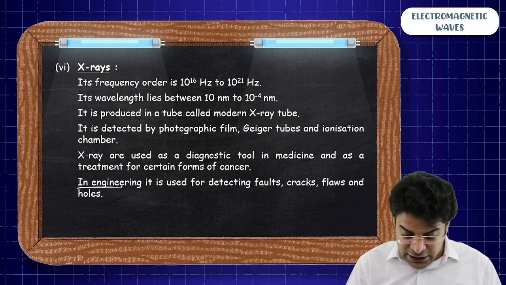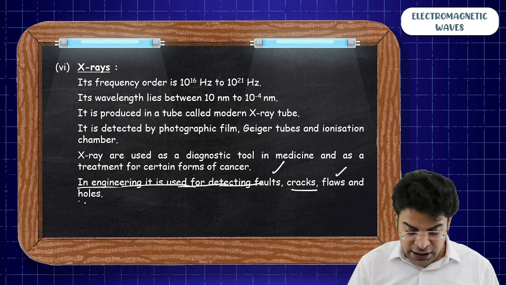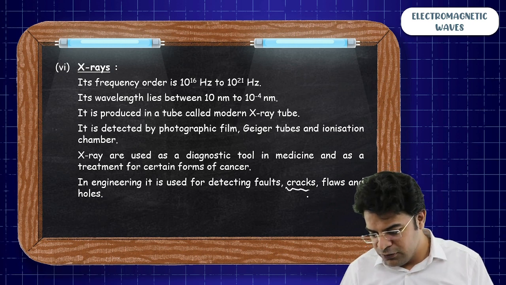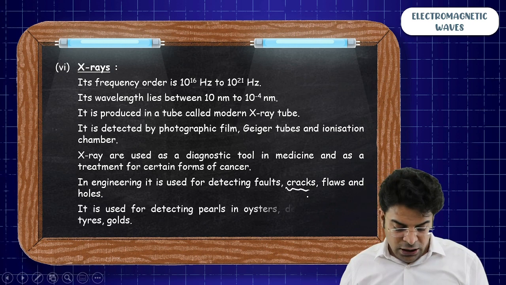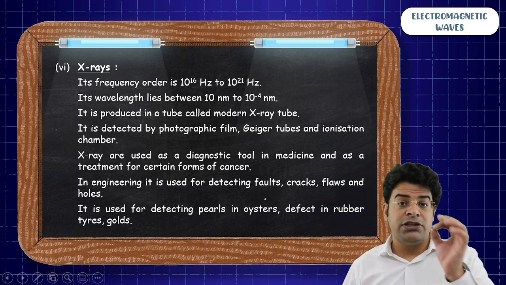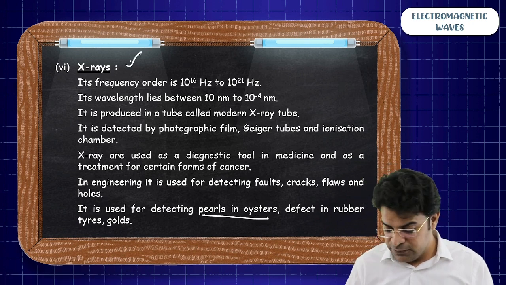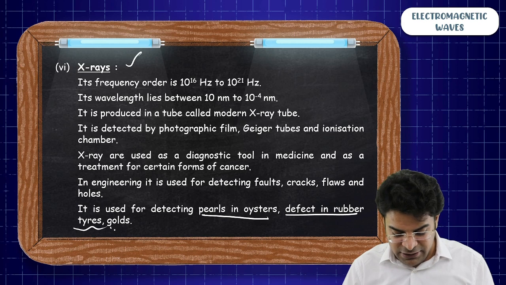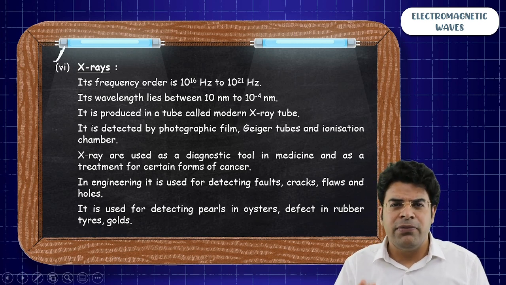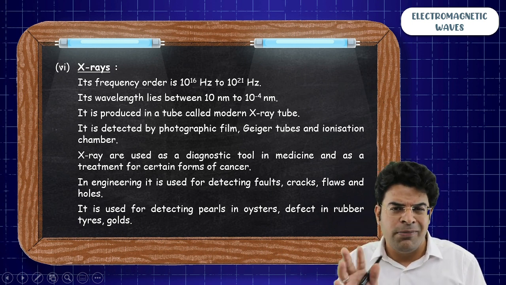Next, in engineering, it is used for detecting faults, cracks, flaws and holes. Definitely even orthopedics use it to find out the cracks in the bone. Next beta, it is used for detecting pearls in the oyster. So which of the EM waves is used for detecting pearl in the oyster? X-rays. Defects in rubber tire and gold. So these are some facts that you need to read and remember. Just this much, so that in an objective question within the 4 options you can mark it out.